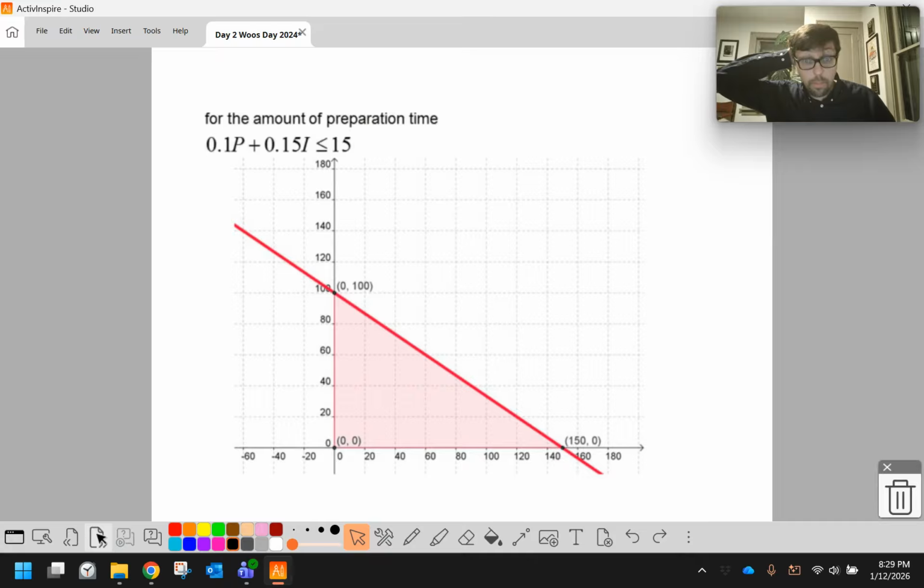Our last thing is our prep time. So if the Woos did nothing but make iced cookies, they could make 100 dozen iced cookies. Or if they did nothing but make plain cookies, they could make 150 dozen plain cookies.